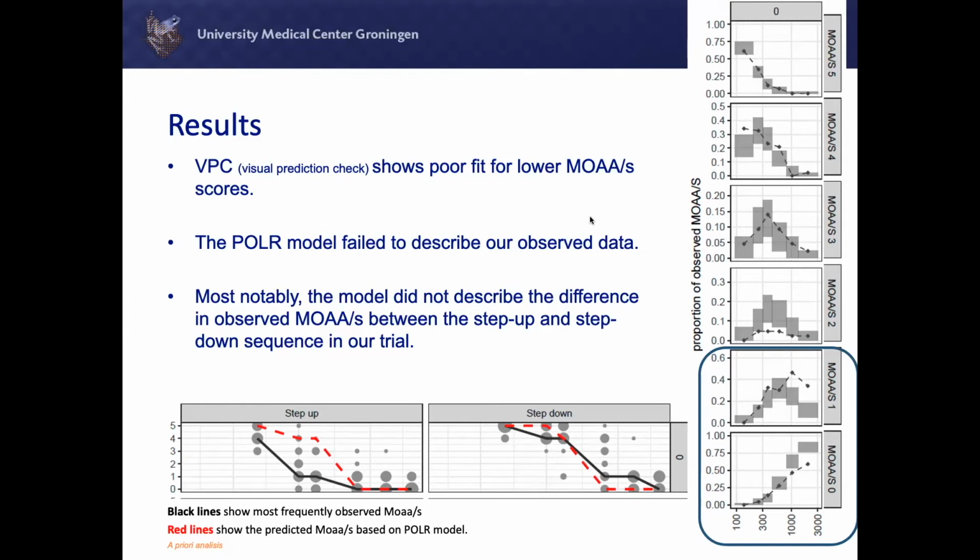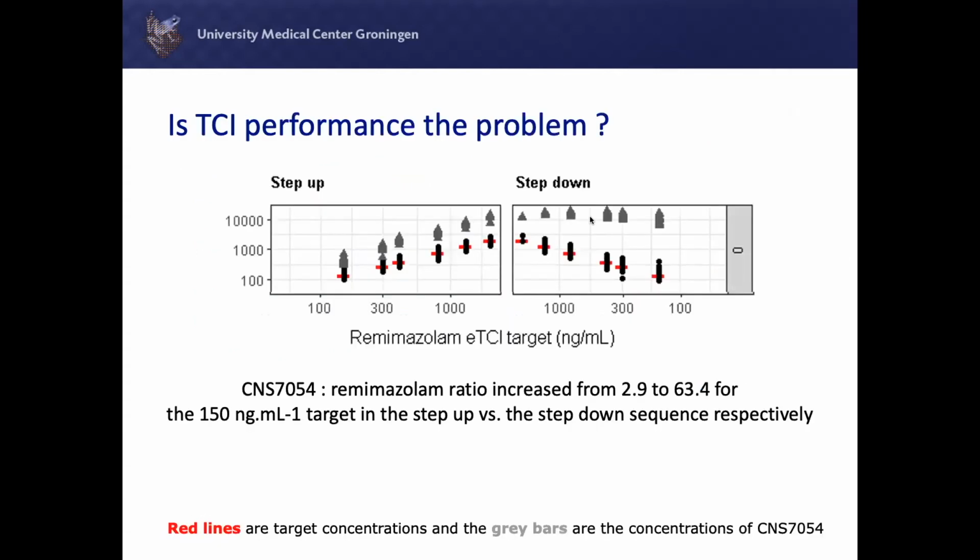Then we had the idea, could it be that there is a difference in step-up and step-down, which is shown in the figure at the bottom. Here, the red lines show our predictions, and the black lines show what we have observed during the study. And you can see that there is a difference between these two. And then we thought, how can this be explained? So the first thing that we got to was, could it be that the target-controlled infusion is the problem? Because as far as we know, this was the first application in volunteers.